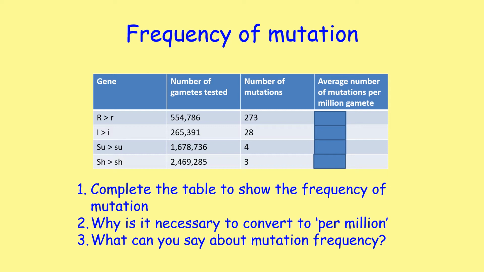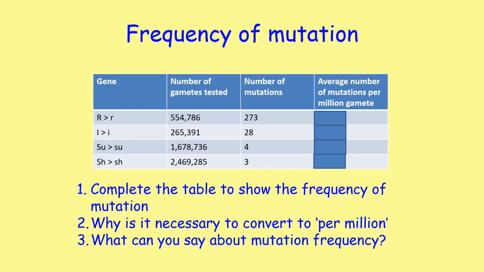Now, the first thing I want you to do is copy the table down and complete it to show the frequency of the mutation. In order to do that, if you think about that first mutation, big R to little r, we need to take the number of mutations and then divide that by the number of gametes tested to find out on average how many mutations we have per gamete. Then to convert that into mutations per million gametes, you need to multiply that number by 1,000,000.